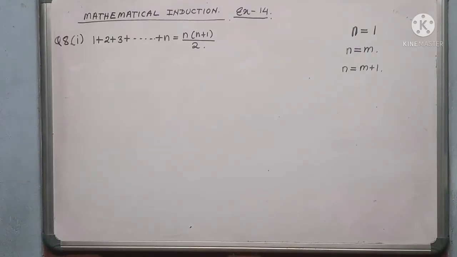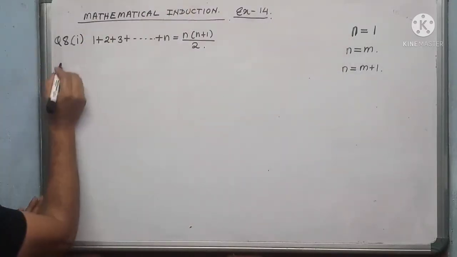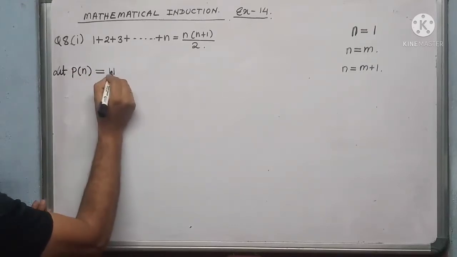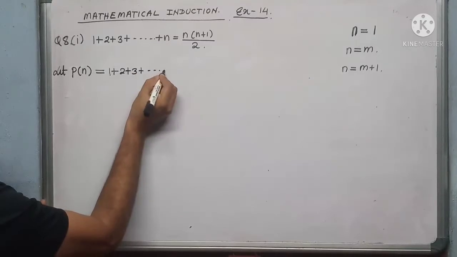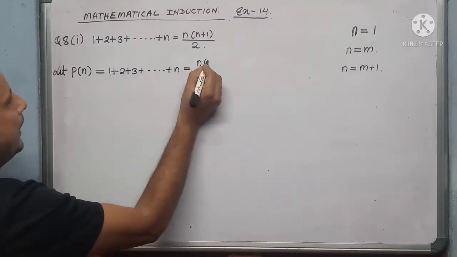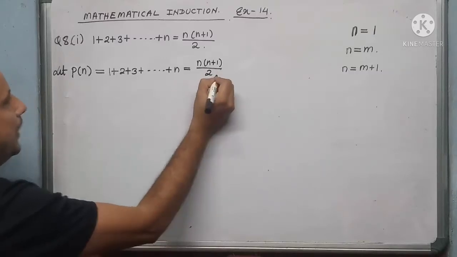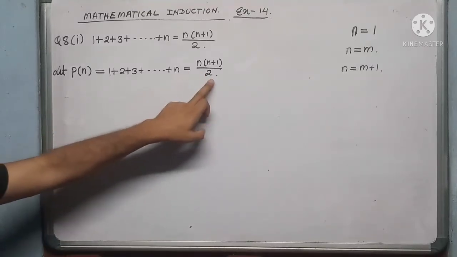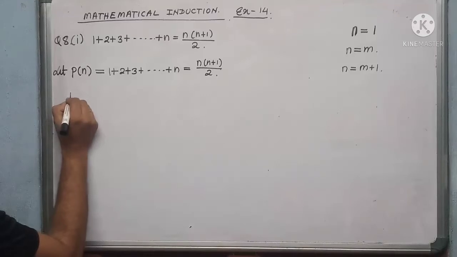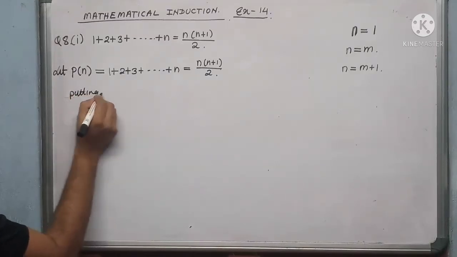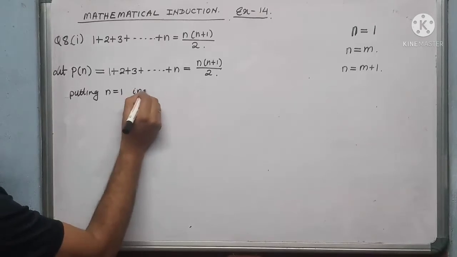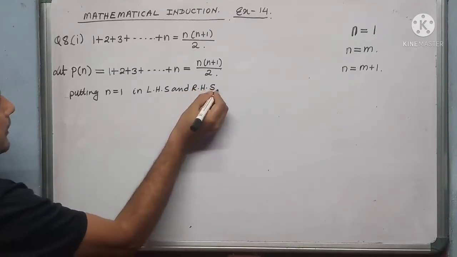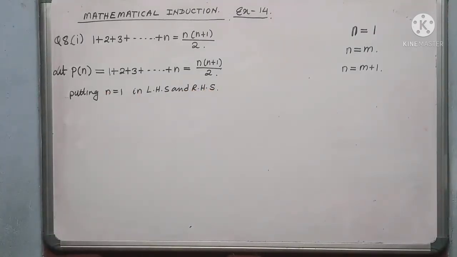First of all, I'll substitute n equals 1, but before doing this, let Pn, where n is any natural number, be 1 plus 2 plus 3 plus dot dot dot up to n terms, equal to n into n plus 1 divided by 2. The last term n is the left hand side quantity and this one is the right hand side quantity. Now I'll write, putting n equals 1 in LHS and RHS.